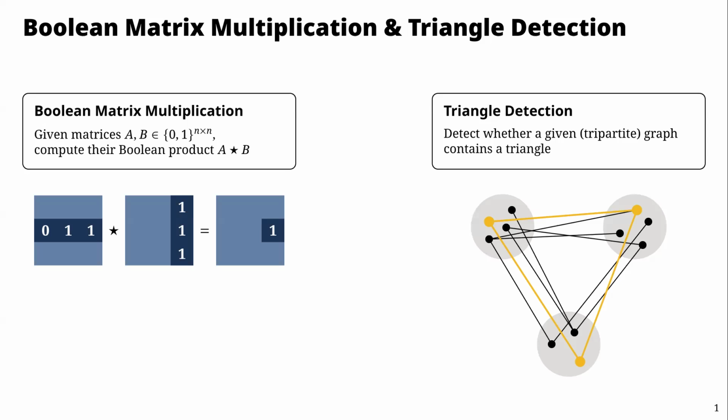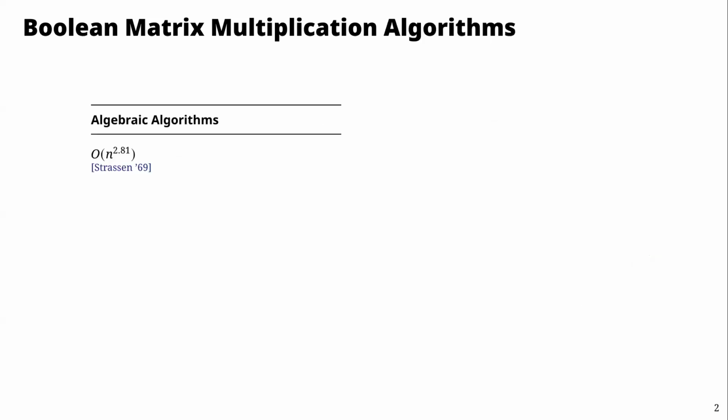Now, both of these problems can be solved in n cubed time, and in fact, it's well known that these are subcubic equivalent in the sense that if you find a faster algorithm, faster than n cubed for one of them, you also get a faster algorithm for the other one. So let me show you the state of the art for Boolean matrix multiplication, because obviously, since this is a special case of the integer matrix multiplication problem, all the algebraic algorithms for integer matrix multiplication similarly apply.